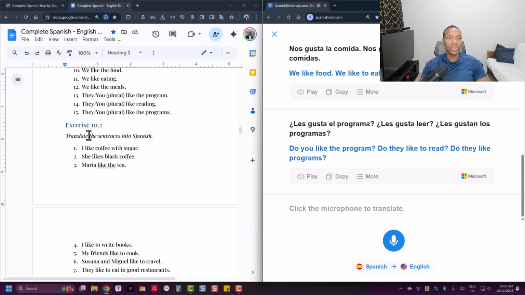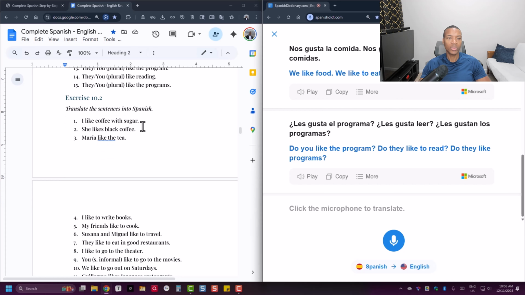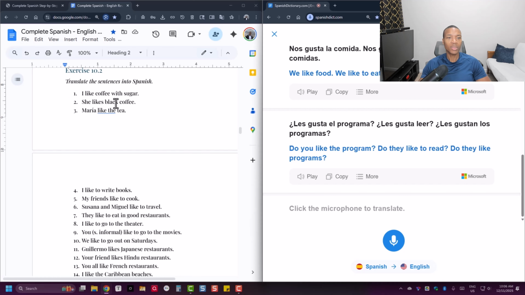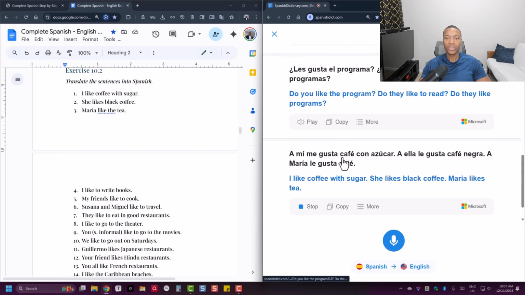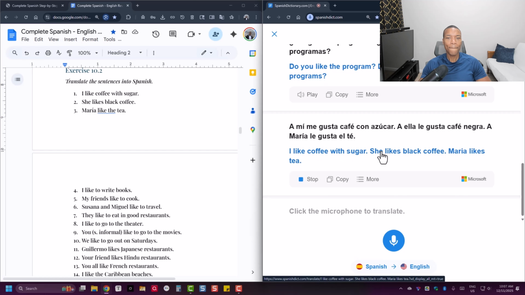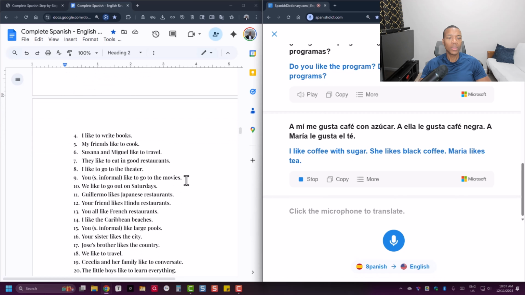Exercise 10-2. Translate the sentences into Spanish. I like coffee with sugar. She likes black coffee. Maria likes tea. A mí me gusta café con azúcar. A ella le gusta café negra. A María le gusta el té. I like coffee with sugar. She likes black coffee. Maria likes tea.